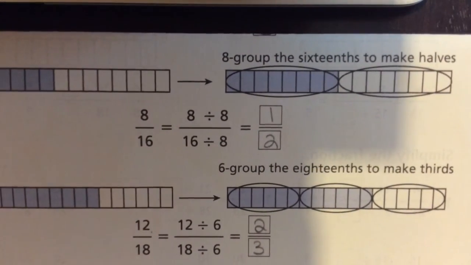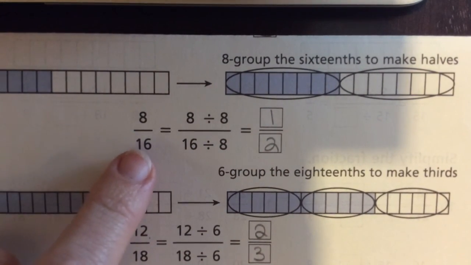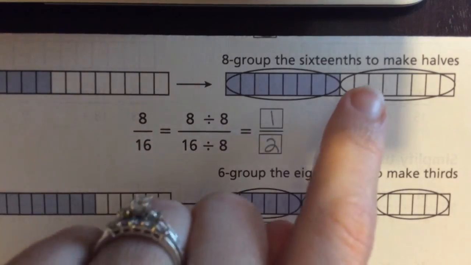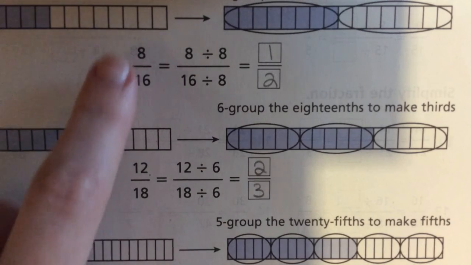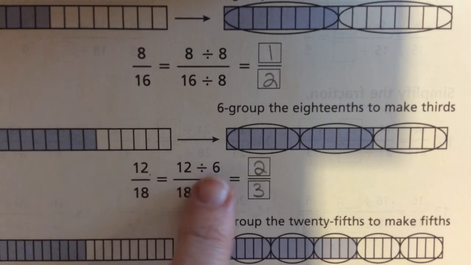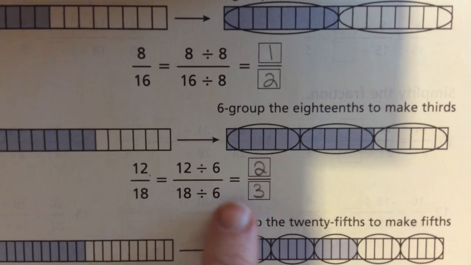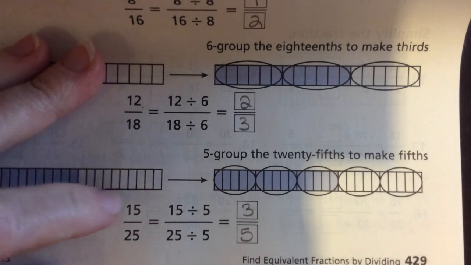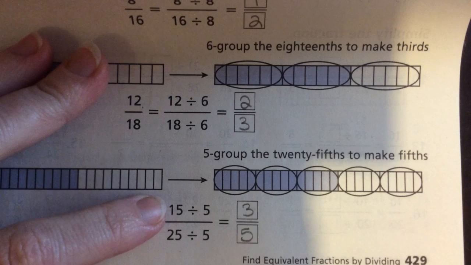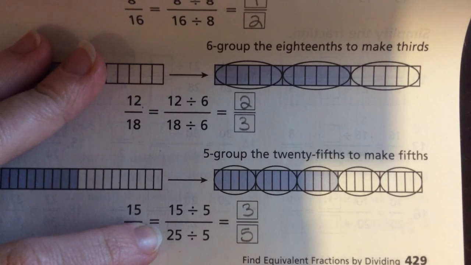Here's what I have. I noticed that 8 is half of 16, so I really didn't even need the picture because I knew it was 1/2. With 12/18, 12 divided by 6 is 2, and 18 divided by 6 is 3. At the bottom, 15 divided by 5 is 3, and 25 divided by 5 is 5.